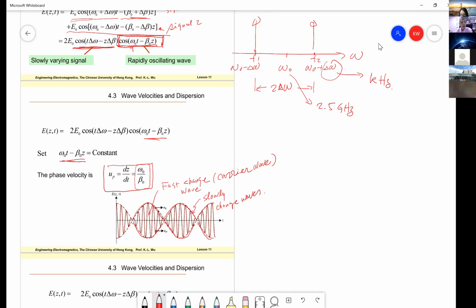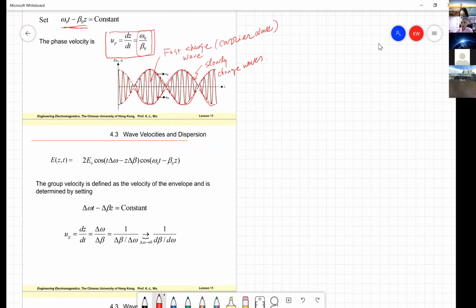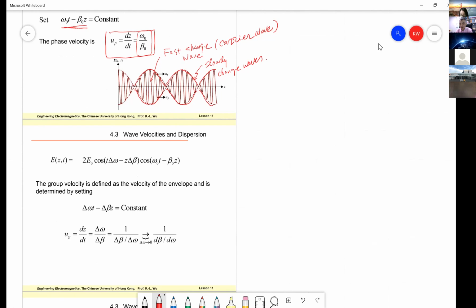The phase velocity is possibly a lot larger than the velocity of light. However, what we are interested in is the group velocity. This group velocity is defined by the envelope, how fast this envelope goes. That is determined by this phase equal to a constant. When this phase equals a constant, that means this point is moving.